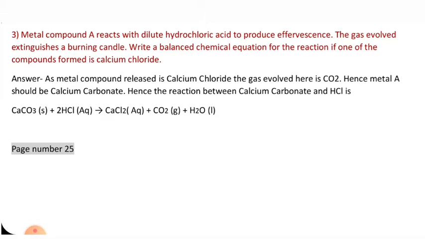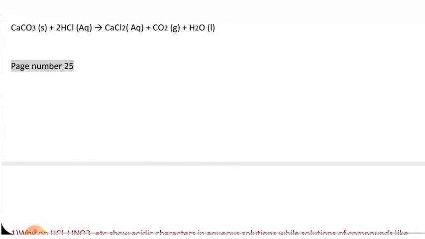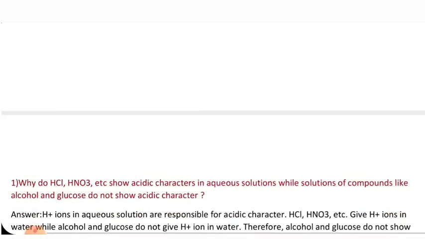As the metal compound formed is calcium chloride, the gas evolved here is carbon dioxide. Hence compound A should be calcium carbonate. Hence the reaction is: calcium carbonate and hydrochloric acid react and form calcium chloride, carbon dioxide and water. Next, page number 25.